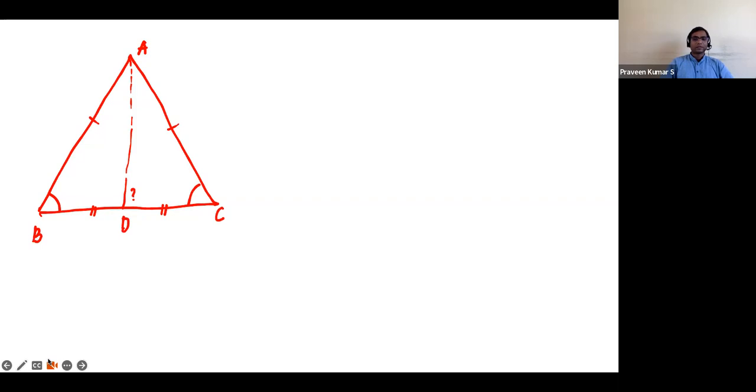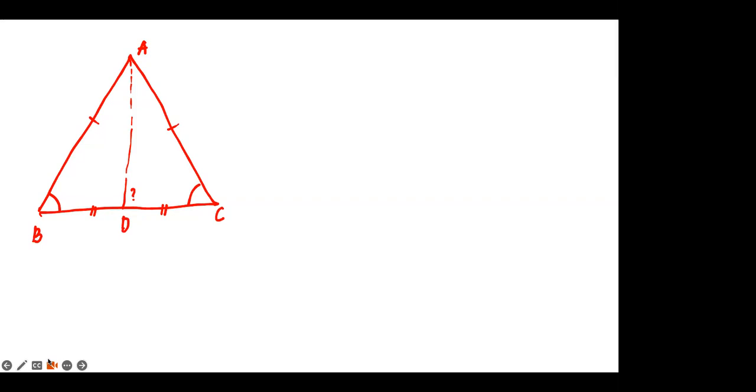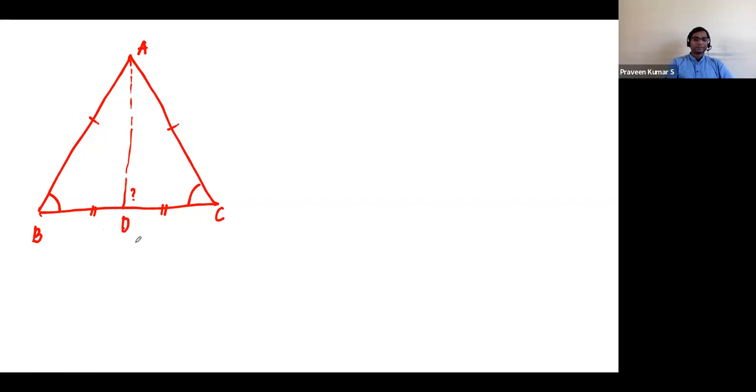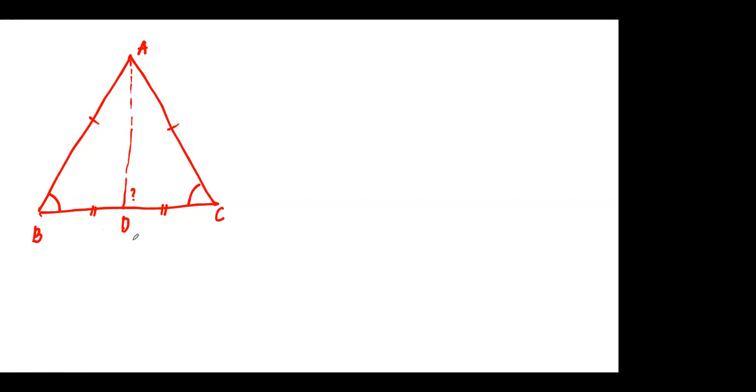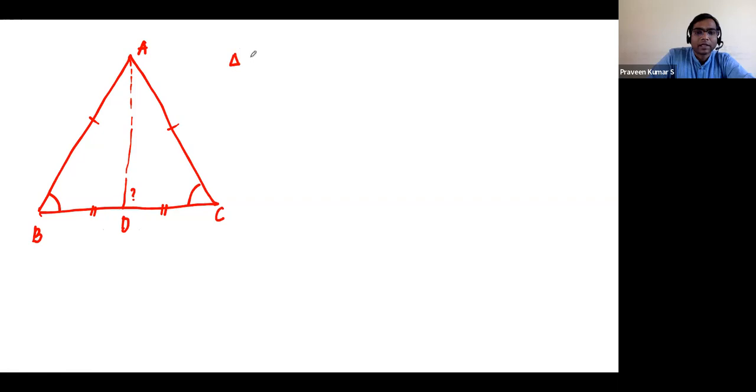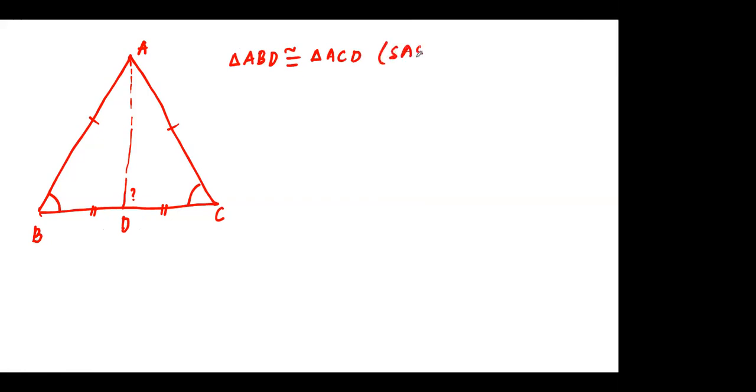Correct. BD is equal to CD. Okay. SAS congruency criteria, both the triangles are congruent. Yeah. So what are the triangles? So you will say triangle ABD is congruent to triangle ACD. Am I right? Yes, sir. By SAS.